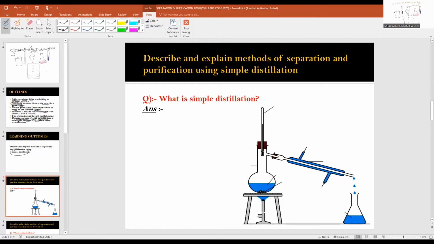It is used to separate a pure liquid from a solution.